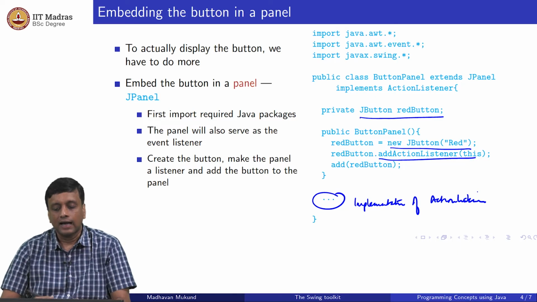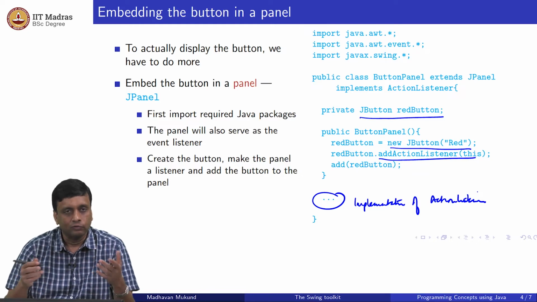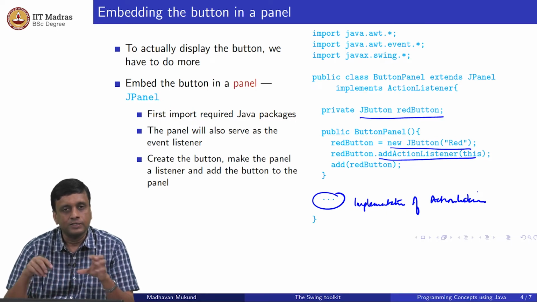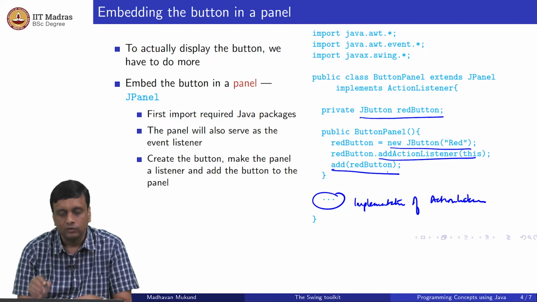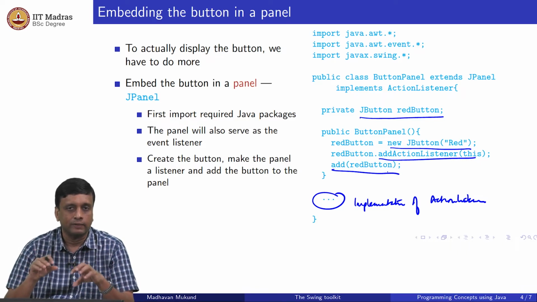But this class already knows how to respond to action listener events. So we say that I have a red button which has a label red. It's going to talk to the enclosing panel, that is this object, and then having set up this button, I add that button to this panel. So this just creates a button and puts it physically in this panel. So I have now embedded this button in this panel.